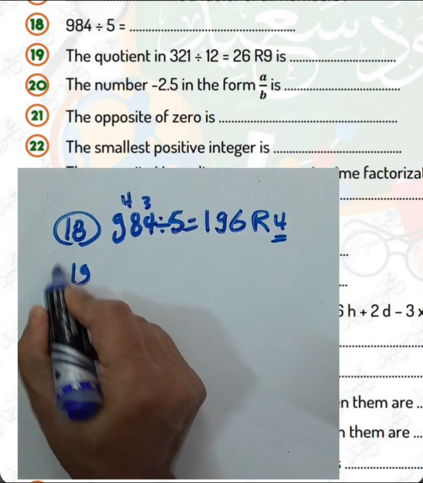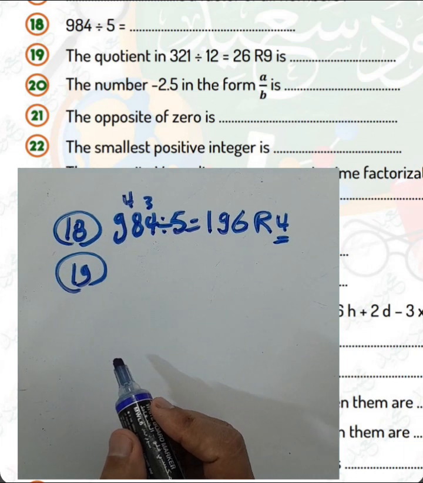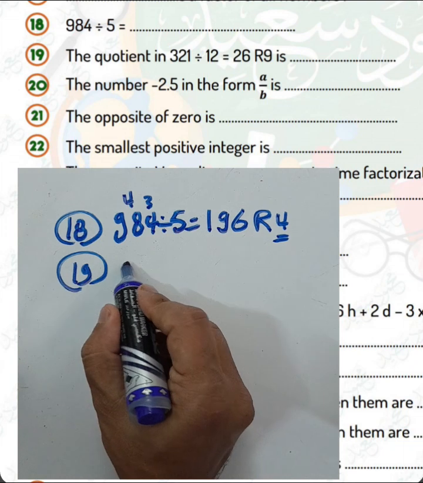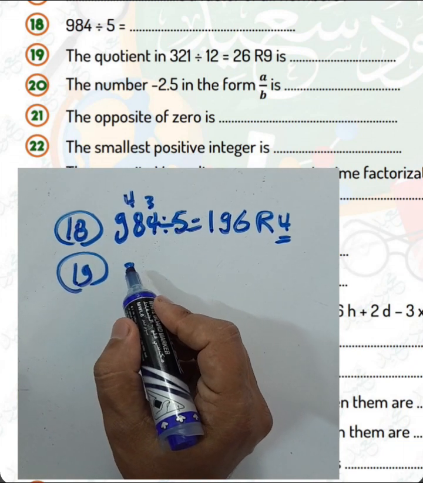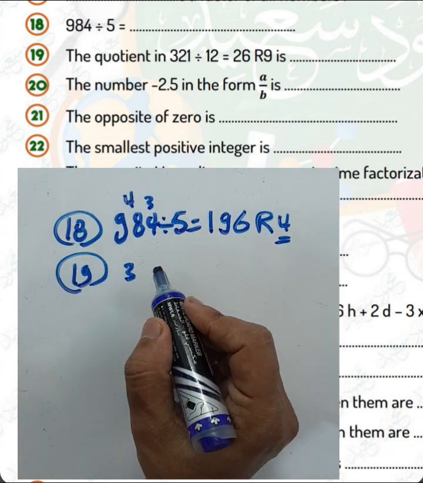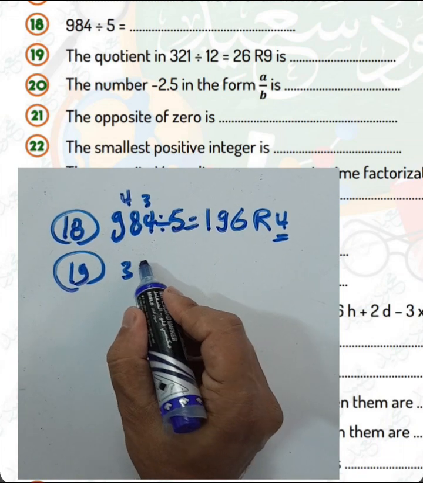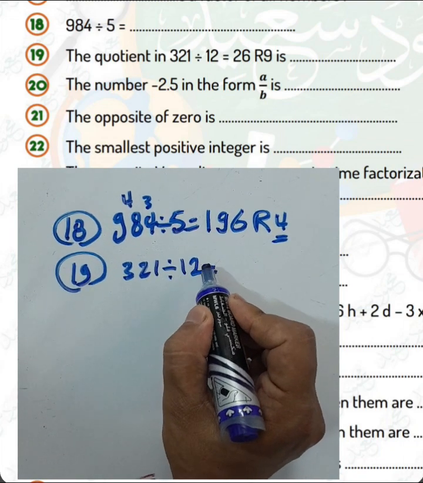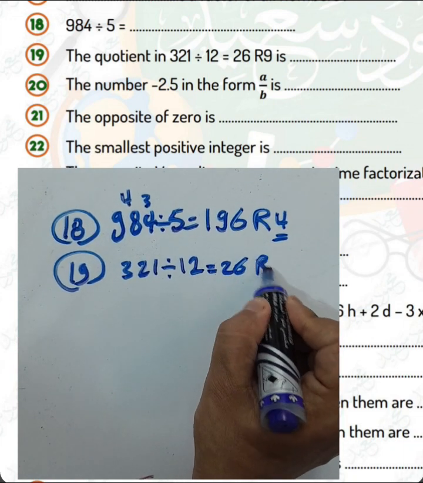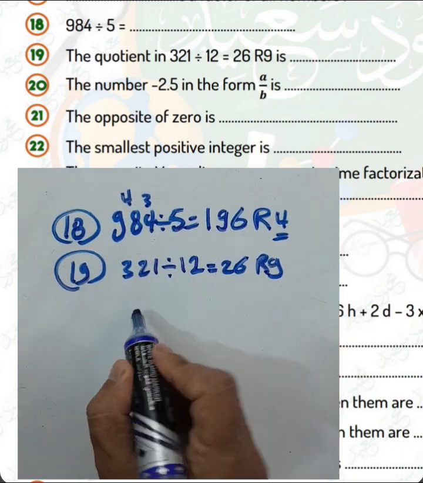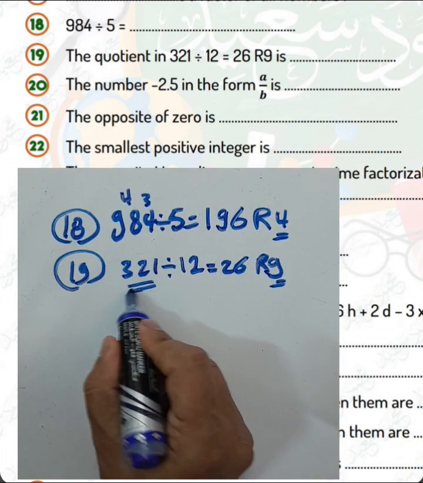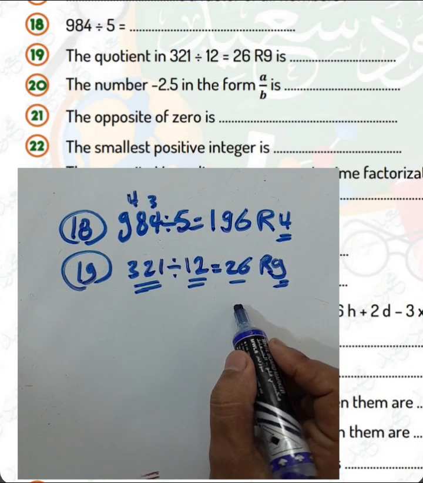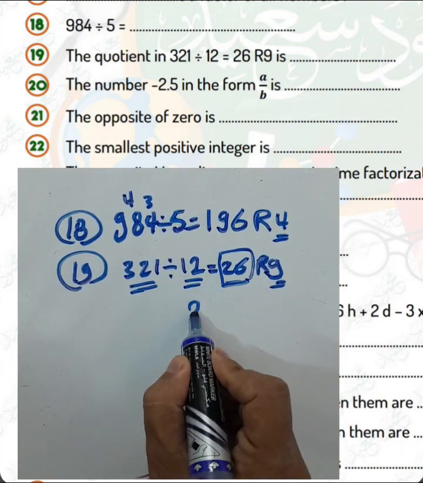Question 19. The quotient in 321 divided by 12 equals 26 and the remainder 9 is, you want to find what here about this example, you want to find the quotient. The quotient here will be 26. 26, we call it the quotient.